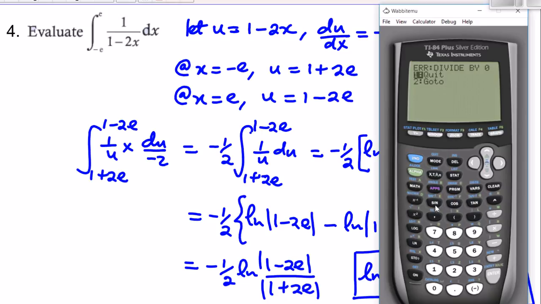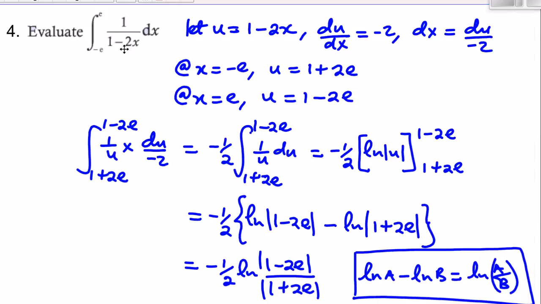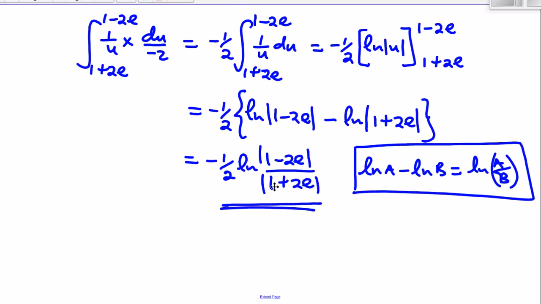Anyway, to investigate this error, let's try and graph this integrand. I'm going to graph this integrand in my calculator to see if it's a continuous function between negative e and e. Remember, it has to be continuous for us to be able to integrate it. If it's not continuous, then we won't end up with any solution. In fact, if it's not continuous, then this answer will just be useless.